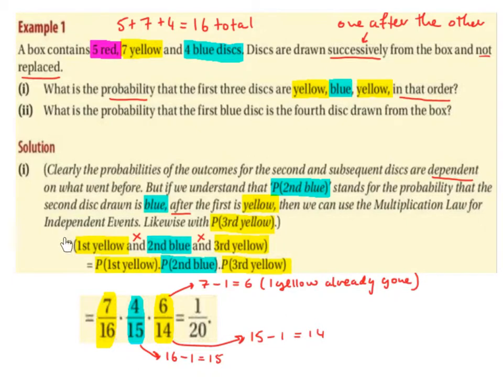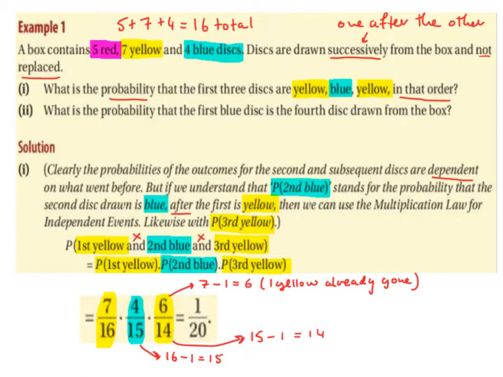So we're interested in the probability that we have the first yellow and the second blue and the third yellow. So this means first yellow multiplied by second blue multiplied by third yellow. The probability that the first disc is yellow is 7 over 16, because there are 7 yellow discs over a total of 16. So if we take out a yellow disc, we only have 15 discs remaining. So the probability that the second disc is blue is 4 over 15, because we were given 4 discs, but we only have 15 left, because 16 minus 1 is 15.